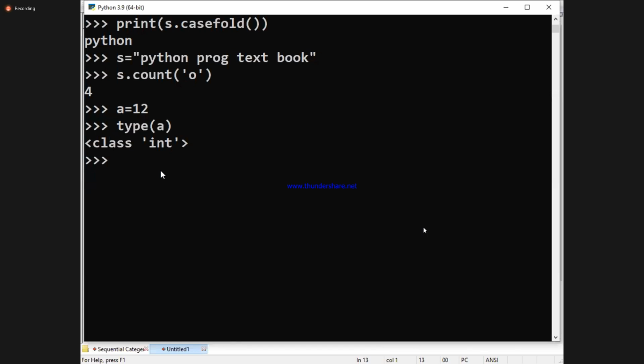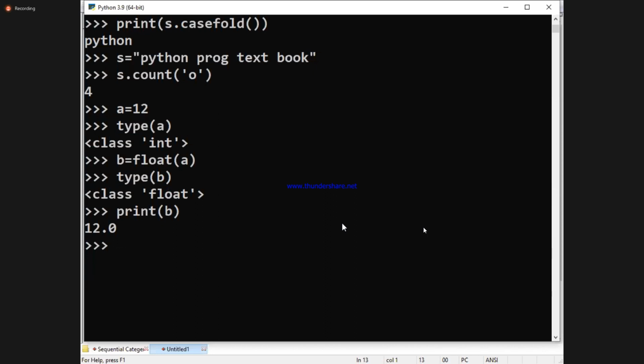So how do you do it? B is equal to float of A. What is the value of A? 12. Convert it into float type. What is the B value? Type of B is float. Print of B says 12.0.